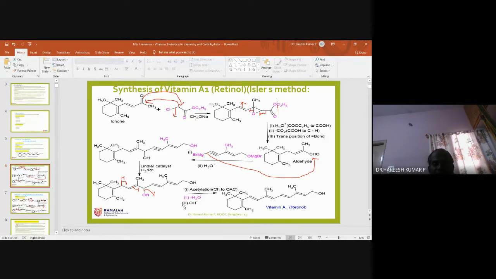So when OH is converted into O acyl in the first step by treating with an acetylating agent, what will happen when it is treated with the base? This base picks up the proton here, and this proton is called an allylic proton, because this proton is adjacent to the double bond. When the base picks up this proton, this bond pair comes over here, this bond pair will come over here, and this O acetyl will go out. That is how vitamin A is obtained.